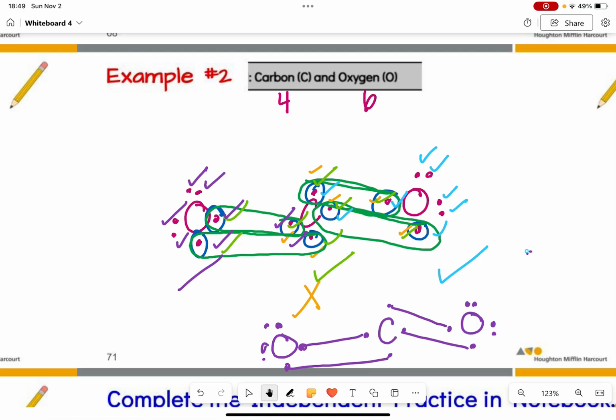And we would write it with the lowest number of valence electrons first. So C would be written first. And I have one of those, and then O would be written next. And I have two of those written, so it'd be C1O2 or CO2, carbon dioxide.